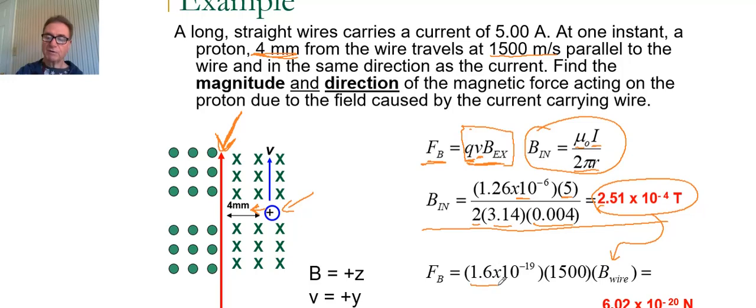So again, we have the value Q. Now we're using this equation, QvB: Q times the velocity times the value of B that we just calculated. We get the force to be 6.02 times 10 to the minus 20th newtons acting on that proton. So a fairly large force for a proton that has a mass of 1.67 times 10 to the minus 27th kilograms. It's going to have a pretty big effect on that proton.